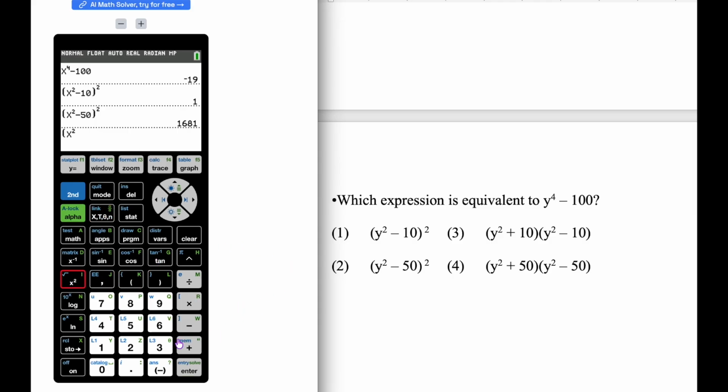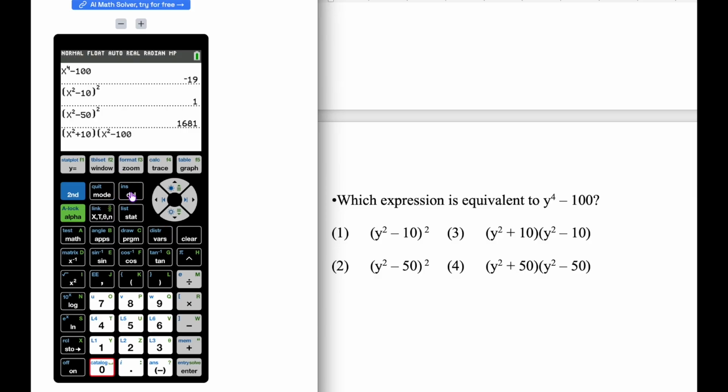X squared plus 10 x squared, minus 100. Don't have to clear your whole calculator, by the way.